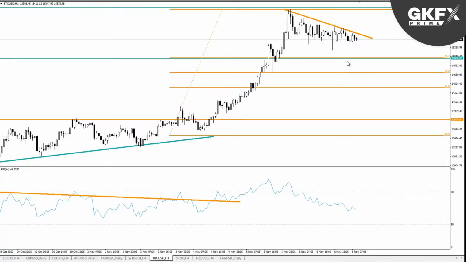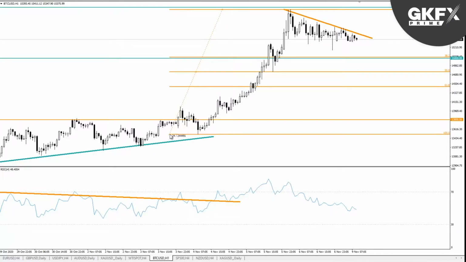But one interesting thing I did note is that the 38.2% Fibonacci comes in quite neatly at 15,000. So yes, we have been actually holding these initial lows pretty well.